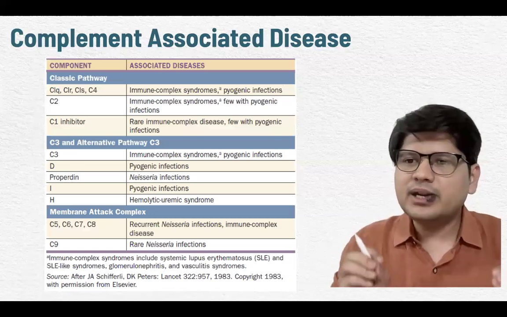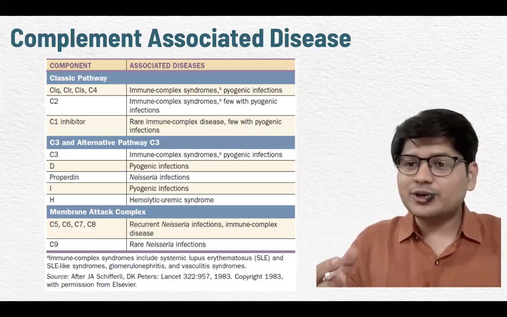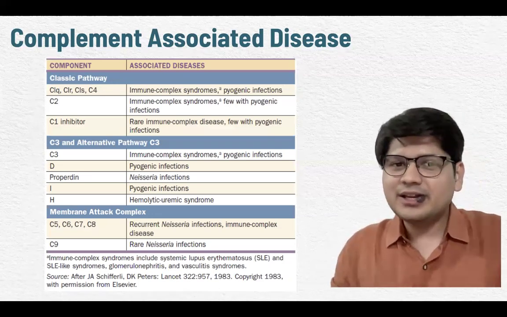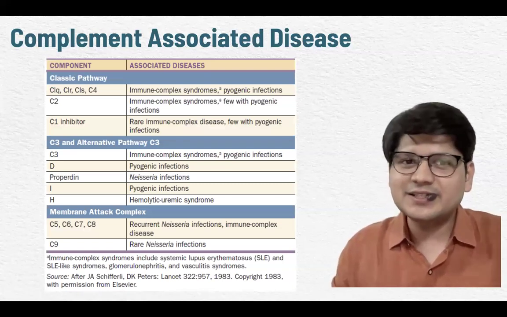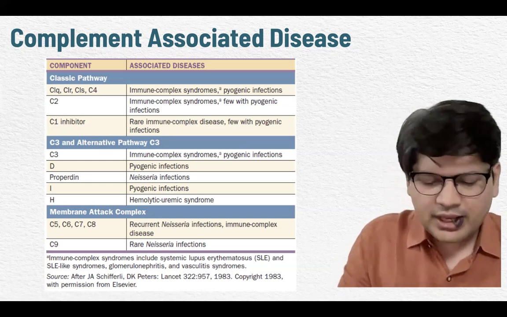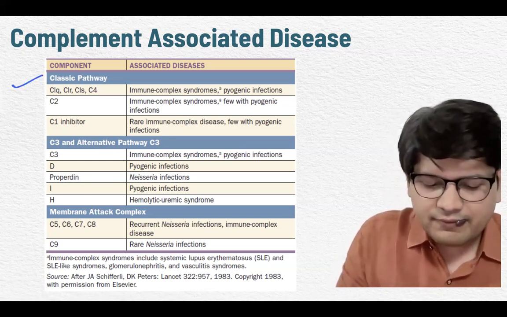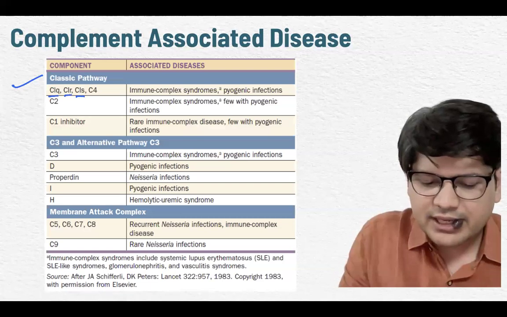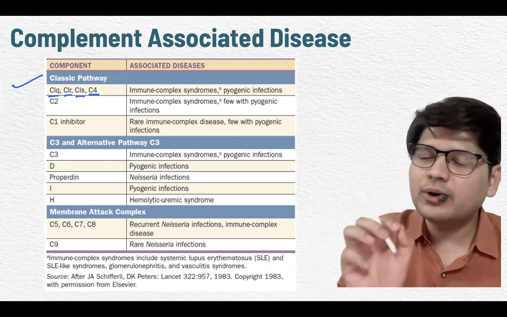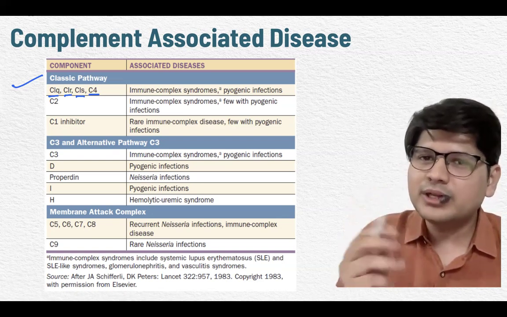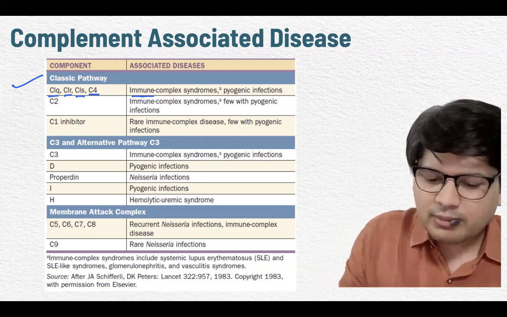What are the complement associated diseases? Because we are doing a short note, right? Complement pathway, then complement function, then complement associated diseases. So in the classical pathway, if these things are affected, C1q or C1r or C1s or C4, what happens? The clearance won't be good. So you will develop autoimmune diseases, right? The immune complex syndrome.